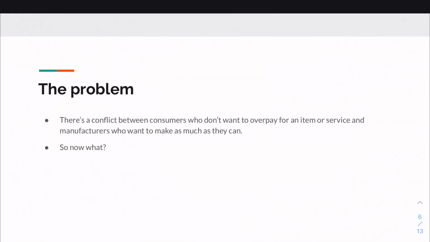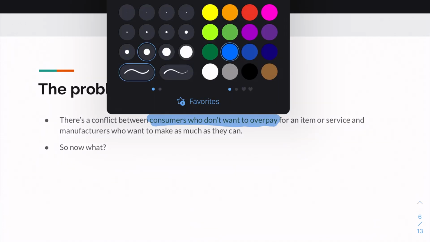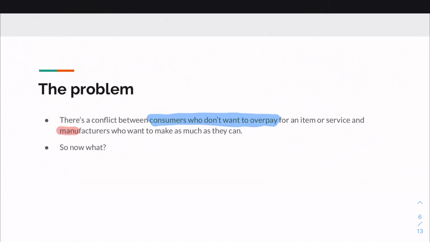The problem now becomes this conflict between consumers who don't want to overpay for an item, while the manufacturers are businesses. Businesses want to make money, and they want to make as much money as they can. So what happens is that my demand, the consumers, and the supply, my manufacturers, kind of act as checks and balances on each other.